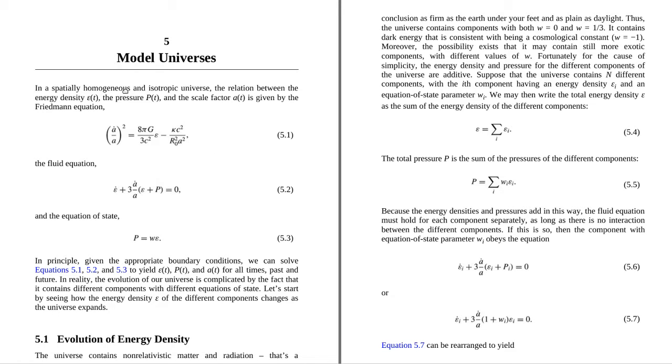Now to do this, we are going to be using these three basic equations: the Friedmann equation, the fluid equation, and the equation of state. So these were all derived in chapter 4, but we're also going to be using some results from chapter 3 as well. So when you look at these equations, these are three equations for three unknowns, and you want to solve them for this epsilon, p, and a.